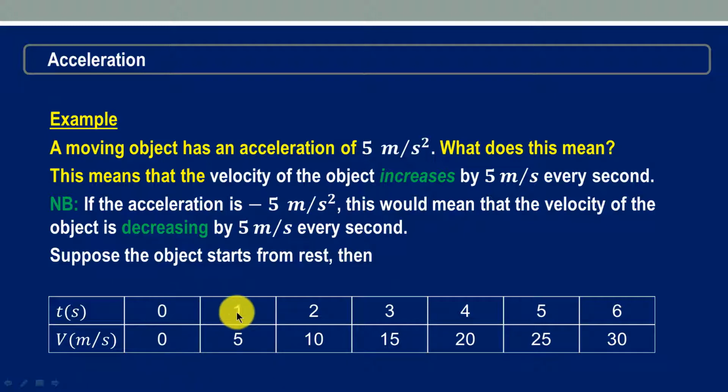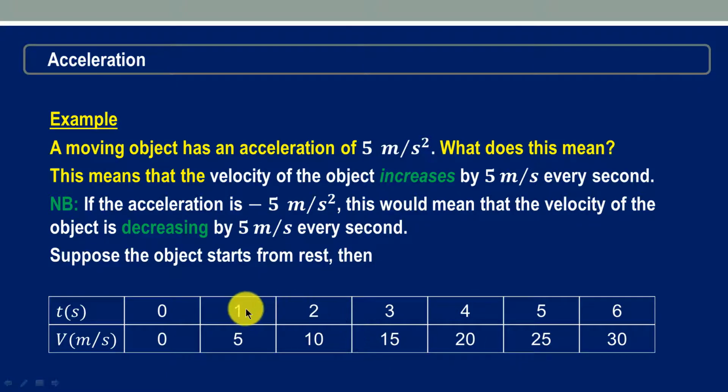After exactly 1 second, that velocity has increased by 5. So we do 0 plus 5 and we get 5. Now in the second, that is after an increase of 1 second from 5 meters per second, we have 5 plus 5, we get 10. After another 1 second, we add 10 plus 5, we get 15. After another 1 second, we do 15 plus 5, we get 20.